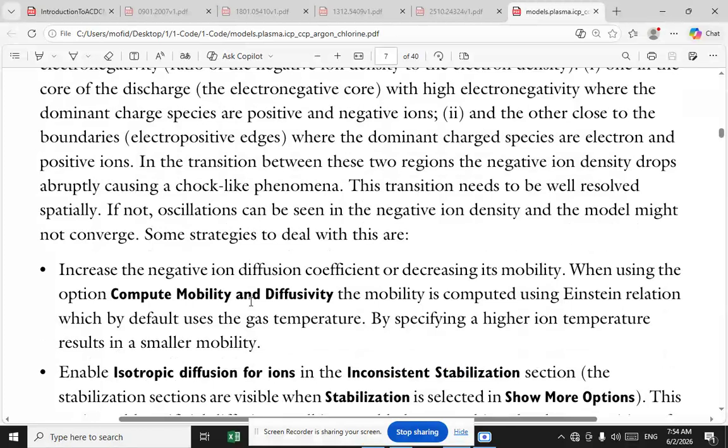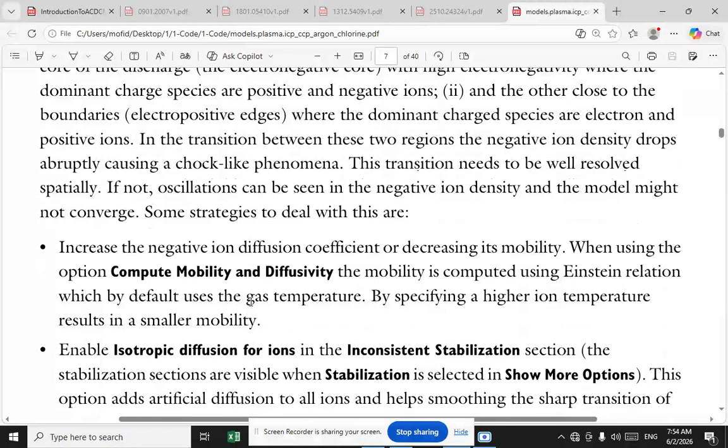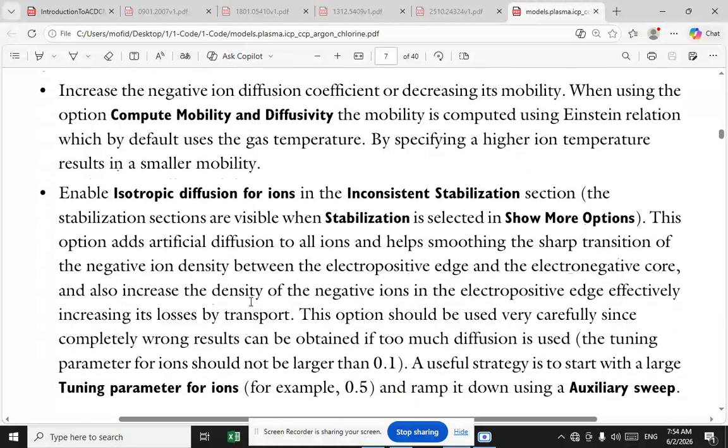If not, oscillations can be seen in the negative ion density and the model might not converge. Some strategies to deal with this are to increase the negative ion diffusion coefficient or decrease its mobility. When using the option compute mobility and diffusivity, the mobility is computed using the Einstein relation, which by default uses the gas temperature, but specifying a higher ion temperature results in a smaller mobility.